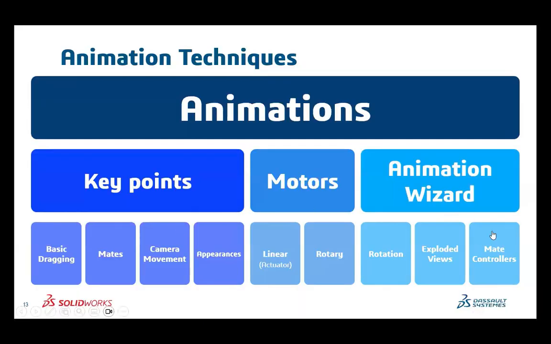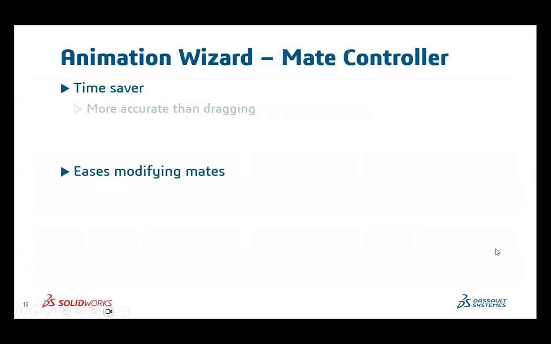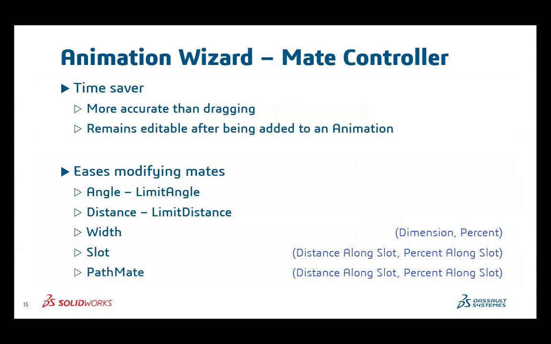So before I forget, now let's talk about what the make controller actually supports when it comes to different mates. Okay, so these are the mates that it supports. It supports the angle and the limit angle, the distance and the limit distance mates. It also supports some of these, they're called advanced mates, which is the width mate, the slot mate, the path mate, and so on.